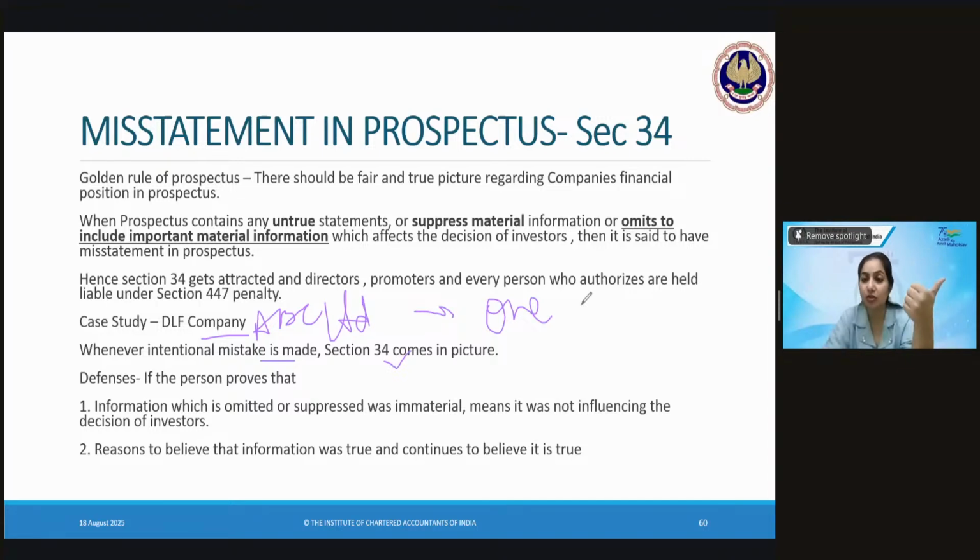Group companies kaun si hoti hai, children? Associate company, subsidiary company. Can anyone tell me in the class what is a subsidiary company, what is an associate company? I hope you know that. Because if I'm using the word, you should know the meaning. If you don't know the meaning, then you have to ask me. Raise your hands. What is an associate company? Tell me.